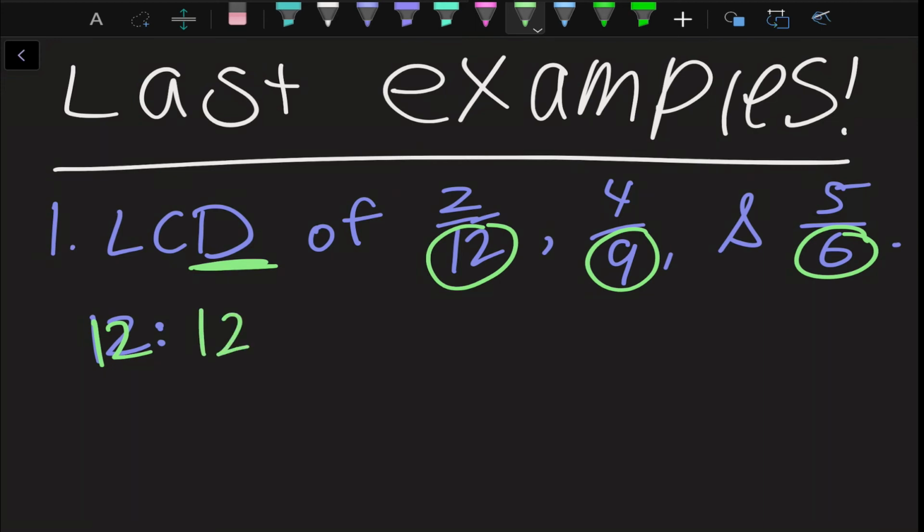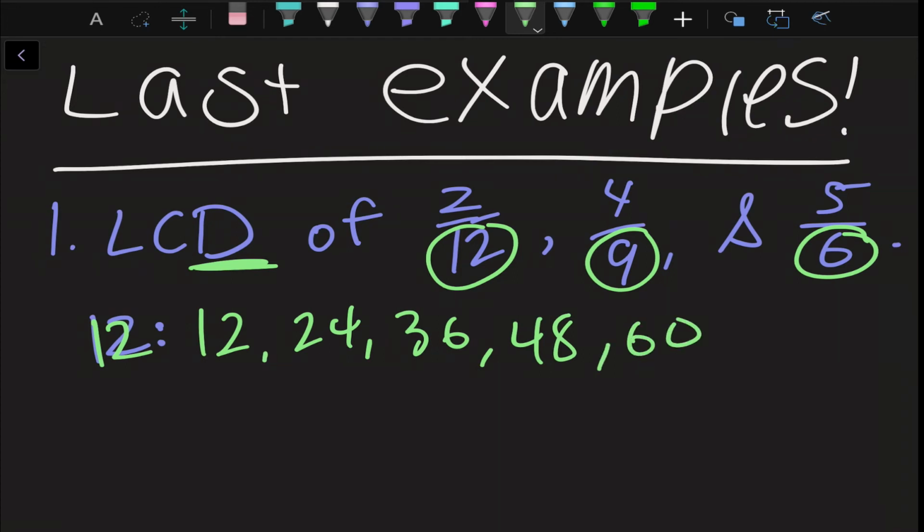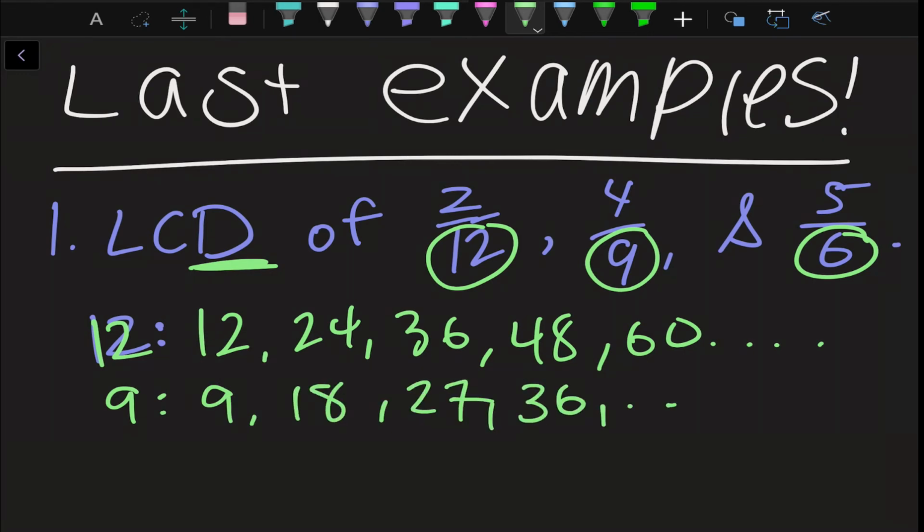And then we have 12, 24, 36, 48, 60, and so on. We have 9, 18, 27, 36, and so on. So from here we can already tell 36 could potentially be our answer, but we gotta double check with 6 first.